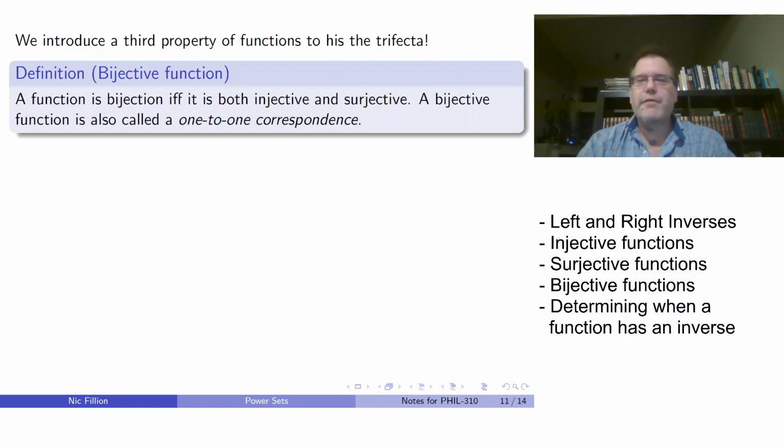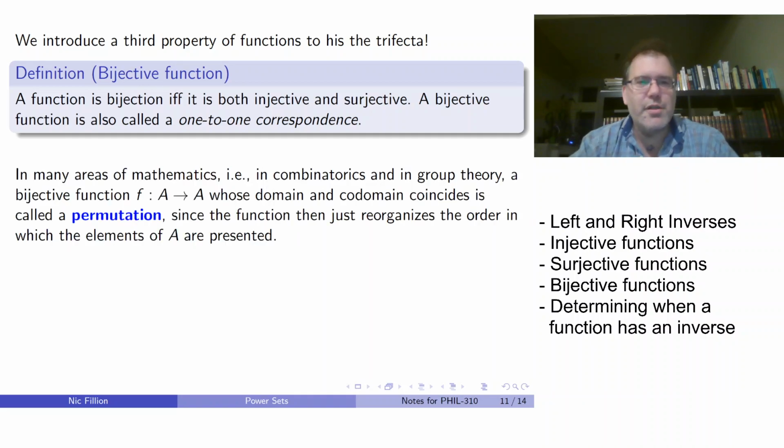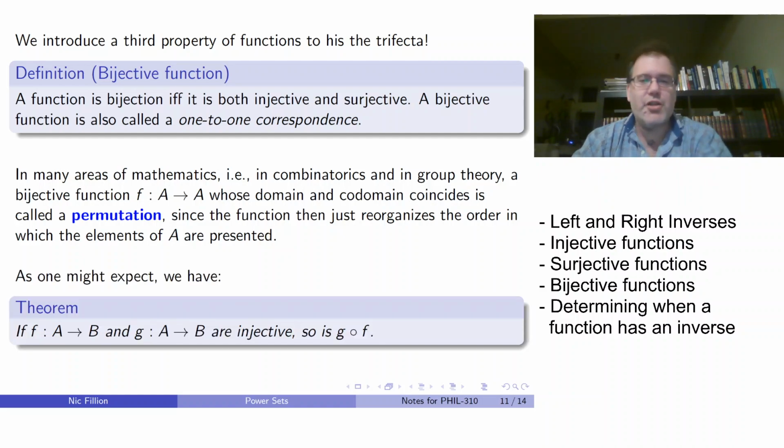Now, bijective has a little bit of a figurative sense, perhaps a geometrical intuition that we could use. In many areas of mathematics, combinatorics and group theory, or even in probability theory, a bijective function with the same domain and codomain is often called a permutation. And we're going to see that it just takes a number of objects and puts them in a different order. So that's really what a bijection does.